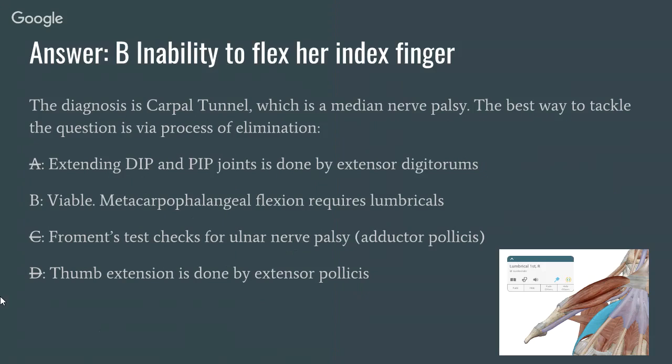So we can pretty much rule out some of the intrinsic muscles of the hand. Answer B is quite viable because metacarpophalangeal flexion requires your lumbricals. So remember, your lumbricals are doing that kind of motion. Next test is Froment's test, which checks for ulnar nerve palsy. And finally, thumb extension is done by your extensor pollicis, which is not really in that zone and is innervated by the radial nerve, I believe.